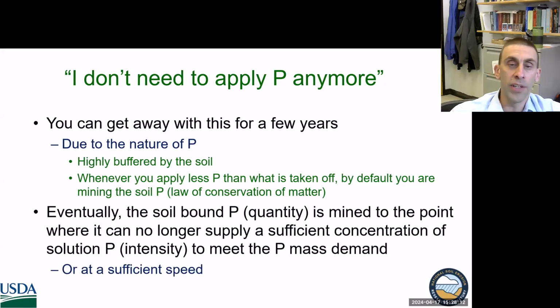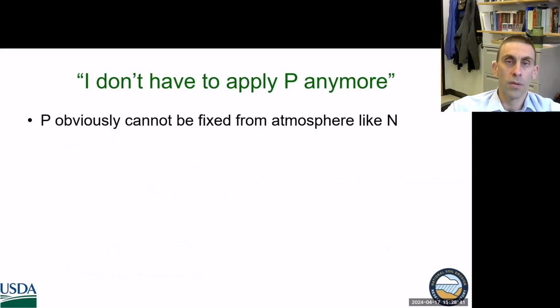And eventually, if you continue that, the soil-bound phosphorus, what we call the quantity, is going to be mined to the point where it can no longer supply a sufficient concentration in the soil solution. That's what the plant actually sees, what it can take up from solution. It won't be able to supply enough to meet the mass demand, because crops require a certain mass of phosphorus to be taken up. That's also part of the law of conservation of matter. So again, phosphorus, there's no gaseous phase of phosphorus. It cannot be fixed from the atmosphere like nitrogen can, okay?